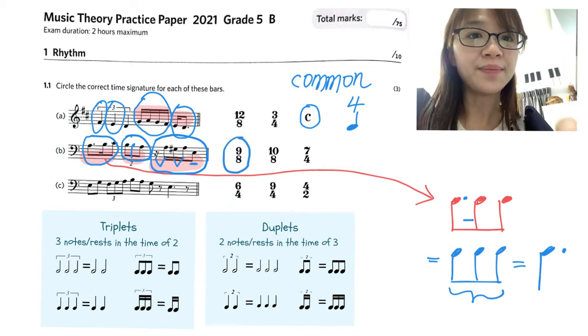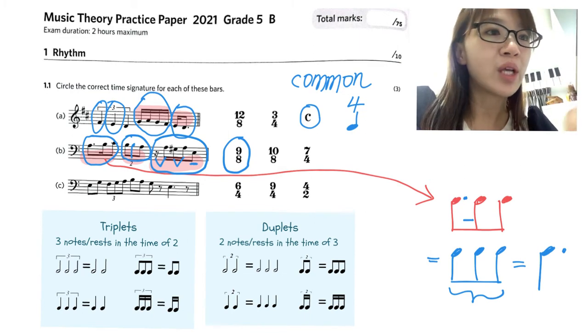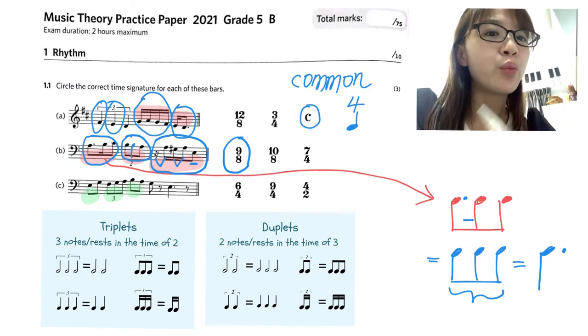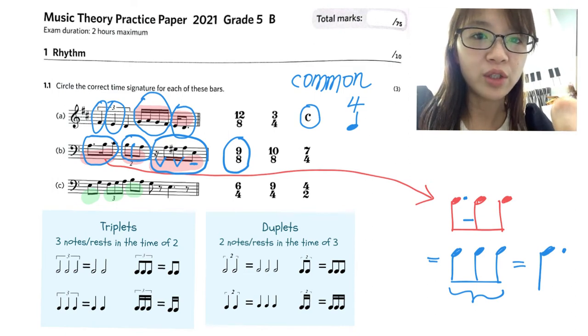The next question, question C. Let's group it together. We can group in this way. This is one group. And followed by this is one group. This is one group. Roughly, we can tell that it's grouped like a crotchet. Yes, it's grouped like a crotchet. This is one crotchet.